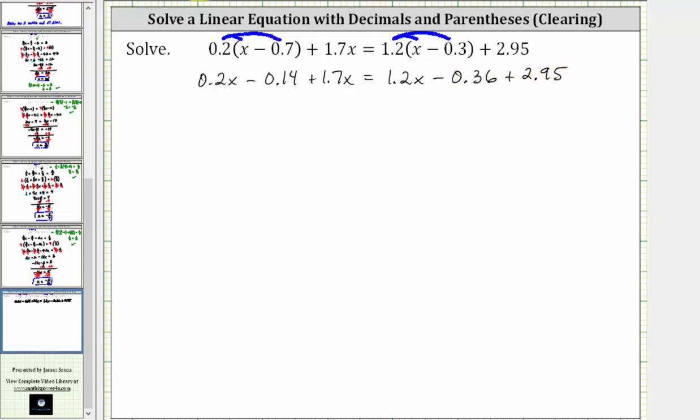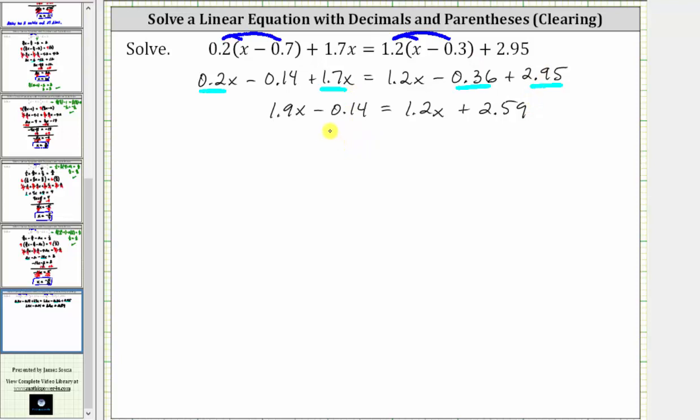And now let's go ahead and combine like terms. Notice on the left side we have two x terms. On the right side we have two constants. 0.2x plus 1.7x is equal to 1.9x. The right side simplifies to 1.9x minus 0.14. And now combining like terms on the right side, we have 1.2x and then negative 0.36 plus 2.95 is equal to positive 2.59, giving us plus 2.59.